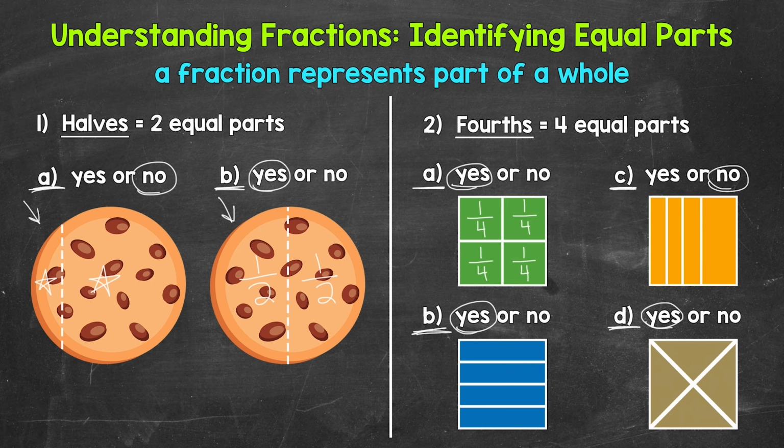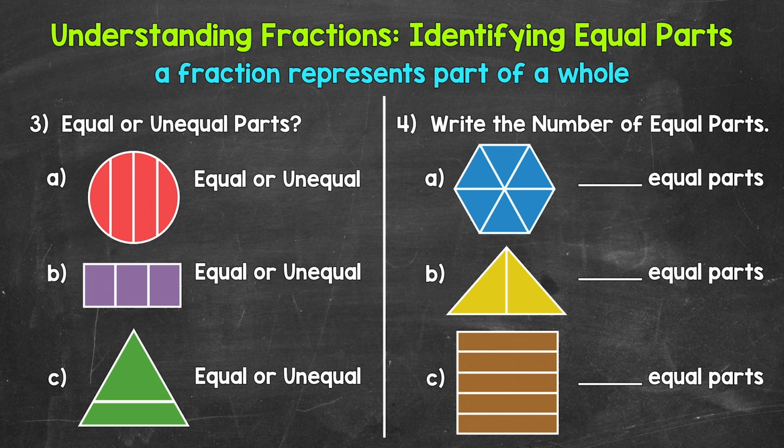Let's move on to some more examples. Taking a look at number 3, we're going to continue identifying equal parts. But instead of yes or no, like numbers 1 and 2, we're going to mark each example as having equal parts or unequal parts. Equal parts are the same size, unequal parts are not the same size. Let's start with A. Is the whole divided into equal parts or unequal parts? Well, that circle is divided into unequal parts. Although we have four parts here, these are not fourths because they are unequal. They're not the same size.